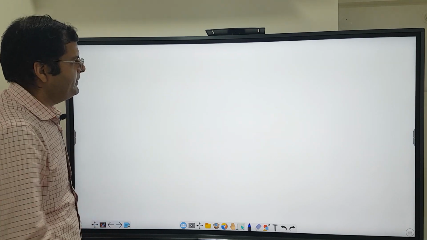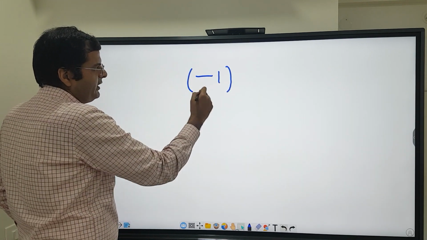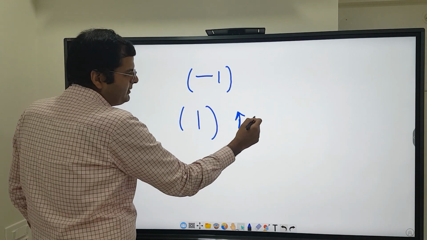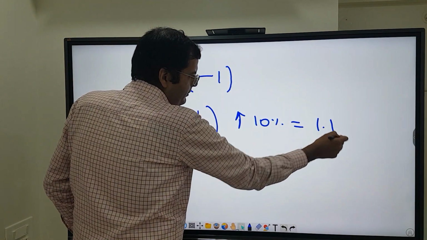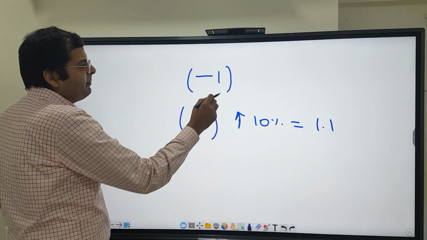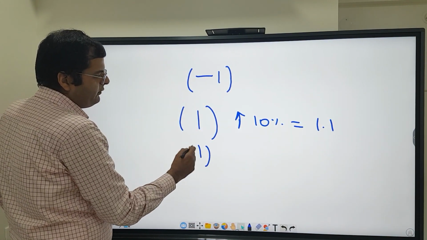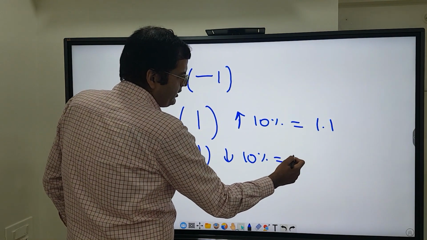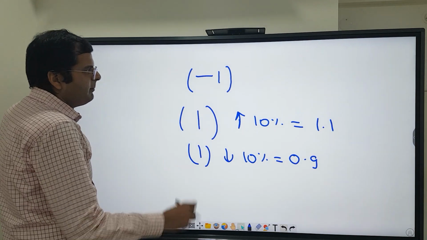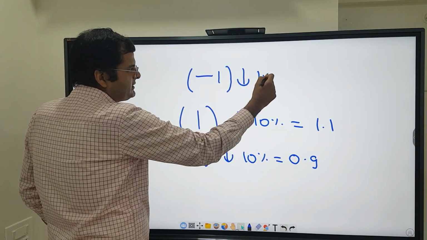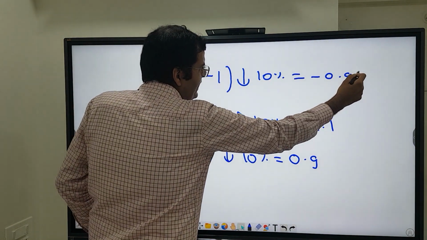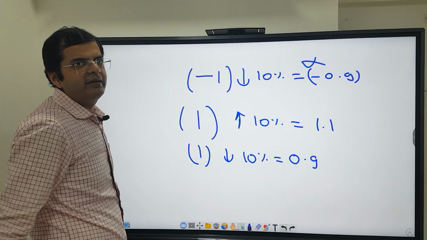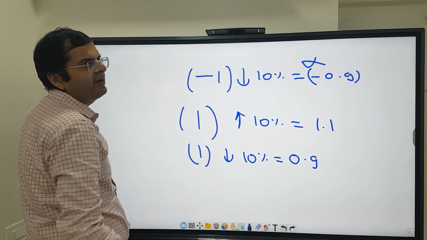So let me come over here. I have this number minus 1. Let's say there is a number 1. If I say increase it by 10%, what do you get? You get 1.1. And if you decrease it by 10%, what do you get? 0.9. But for minus 1, if you decrease it by 10% and write minus 0.9, that is incorrect. Why? Because minus 0.9 is greater than minus 1. It is not less than minus 1.